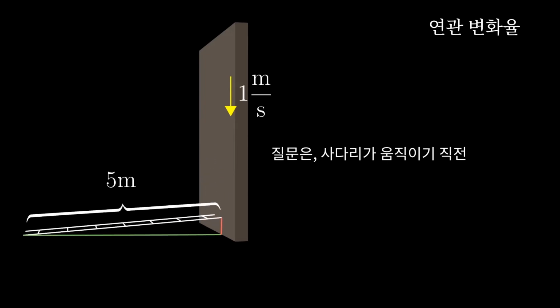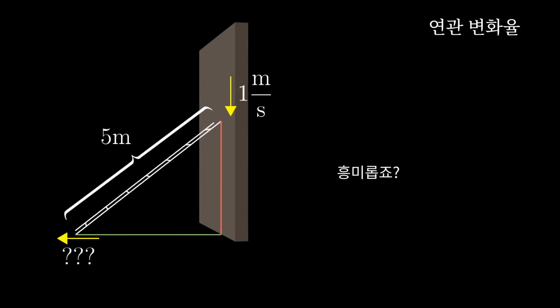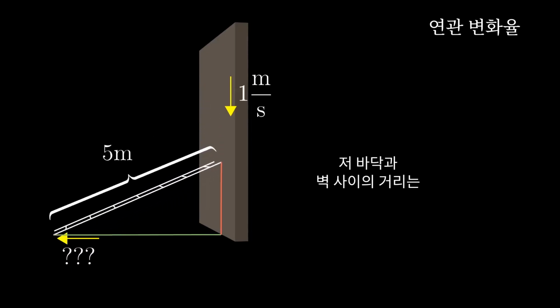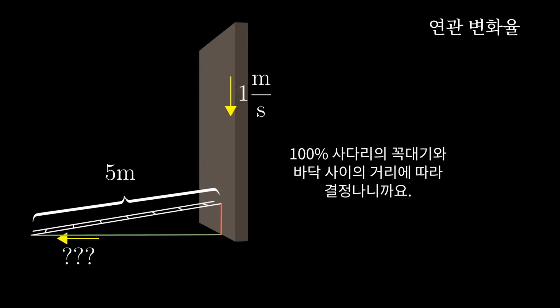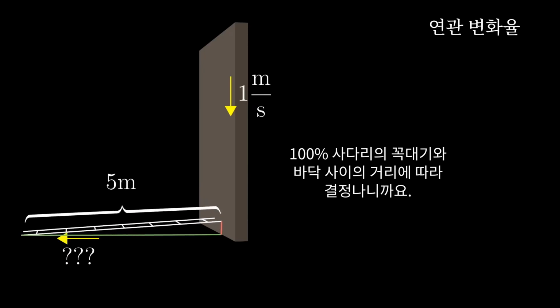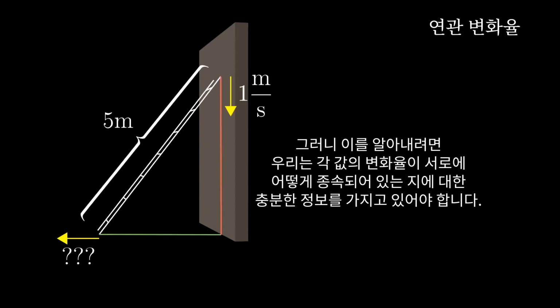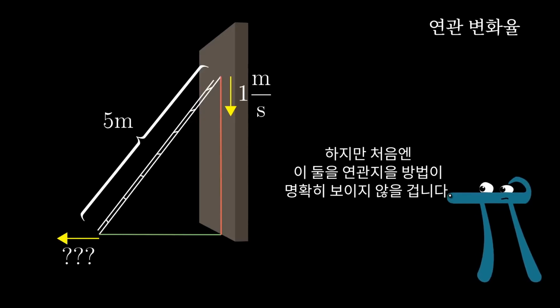The question is, in that initial moment, what's the rate at which the bottom of the ladder is moving away from the wall? It's interesting, right? That distance from the bottom of the ladder to the wall is 100% determined by the distance from the top of the ladder to the floor. So we should have enough information to figure out how the rates of change for each of those values actually depend on each other. But it might not be entirely clear how exactly you relate those two.